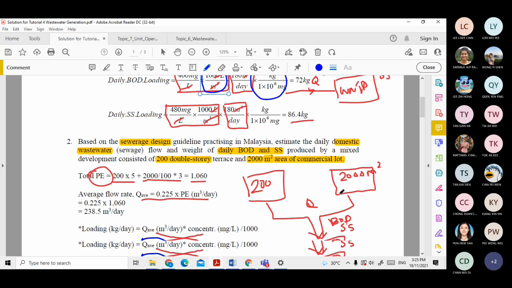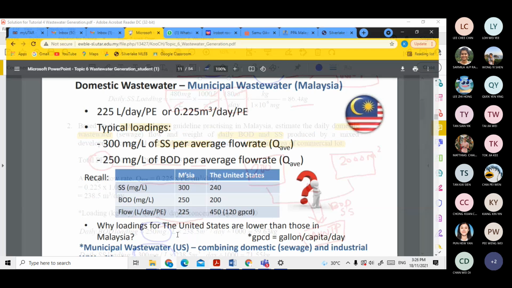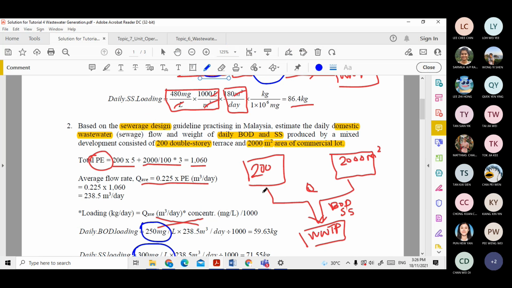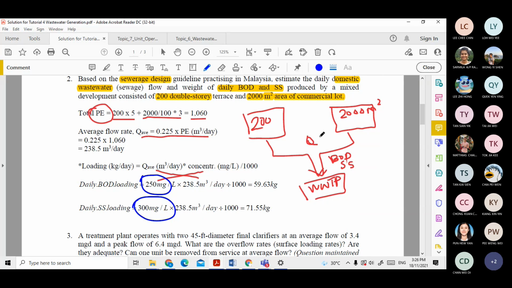Okay, so for domestic wastewater, we also refer to this guideline. For Malaysia, we stick to this concentration, and the BOD we stick to 250, because the government fixed it already. The concentration is fixed, but the loading is not fixed. The loading depends on your Q, the flow.